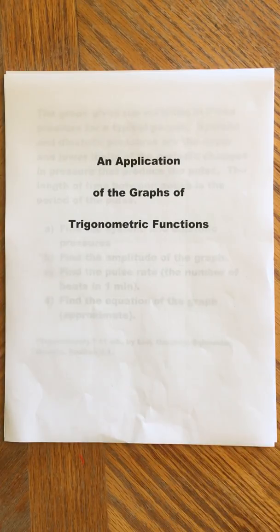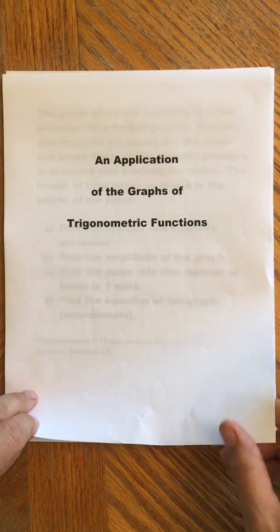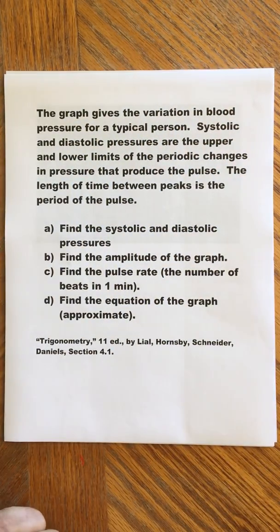Hello. In this video we're going to look at an application of the graphs of trigonometric functions. Specifically, we're going to look at blood pressure. We're going to see a graph that gives the variation in blood pressure for a typical person. Systolic and diastolic pressures are the upper and lower limits of the periodic changes in pressure that produce the pulse. The length of time between peaks is the period of the pulse.